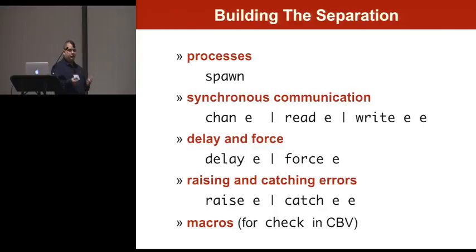So how do we get all of this in our language? Well, it turns out we don't need a lot. We need to be able to spawn processes. We need to be able to make channels, read and write across them. We need delay and force so that we can slow down some of this contract checking. And we need to be able to raise and catch errors to propagate them across processes. We also need macros for check and call by value. That's only because we don't want to evaluate some terms beforehand. In a lazier language, this shouldn't be a problem at all.